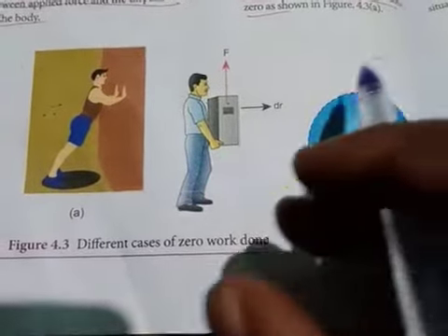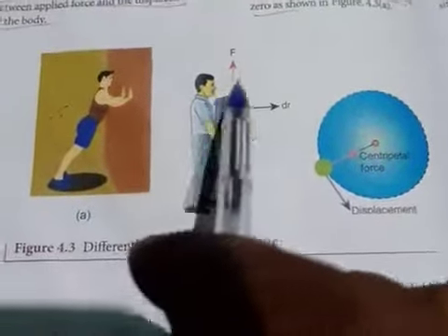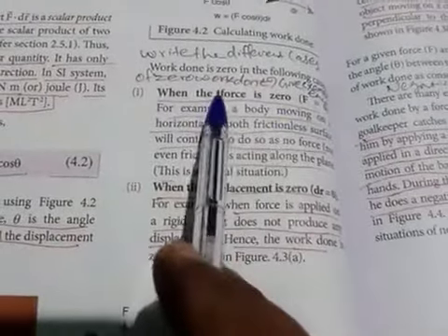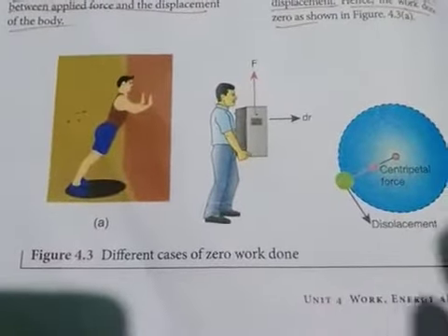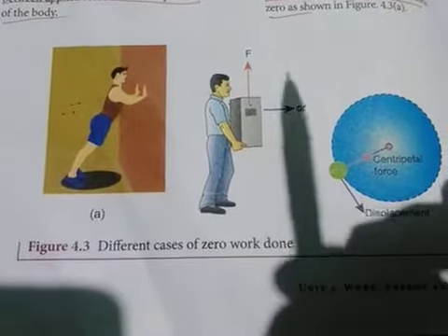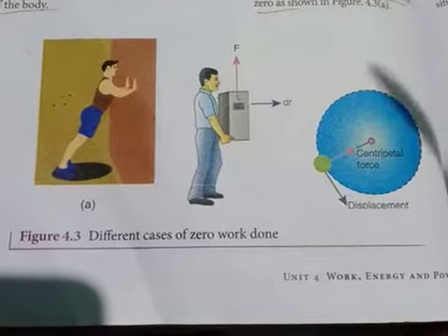So these are the cases where the work done is 0. Again, the first case is when the force is 0. When the force is 0, you are keeping an object on a frictionless smooth horizontal surface. Without any force the object moves some distance, so you can tell that the work done is 0.